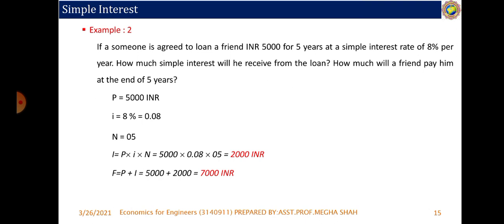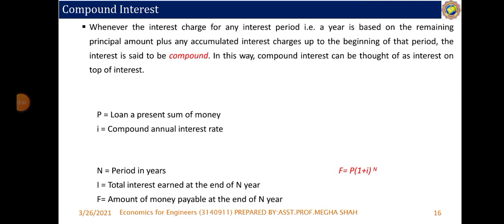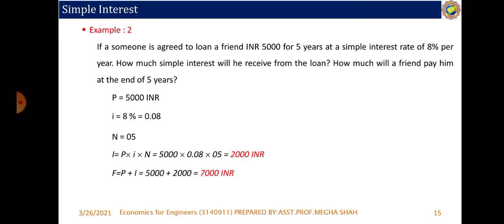Yes. Now we have to find out the total value. So interest plus principal amount. So at the end of 5 years, his friend will pay him 7000 rupees. Okay. So we will see compound interest in the next lecture. Thank you.